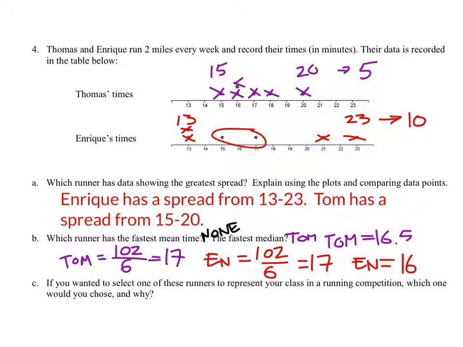If you wanted to select one of these runners to represent your class in a running competition, which one would you choose? Enrique? Tom? It all depends. It's 2 miles every week. Enrique is certainly getting better, but they didn't tell us what order they have in it. Did he start with 13? Did he start with 23? But Thomas is a little bit more consistent with his times because he has a smaller spread. So you may choose Thomas and say, well, I'd rather go with someone I know about what their time will be. Whereas Enrique, we're not sure if he's going to run a 23 or a 13-minute 2-mile race.